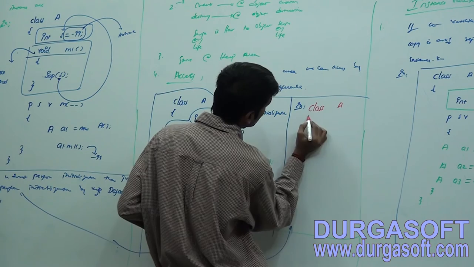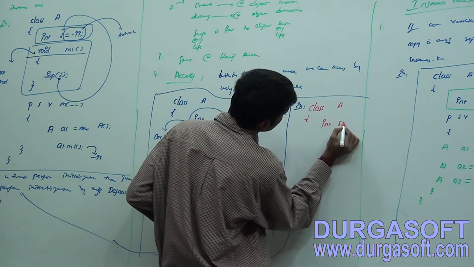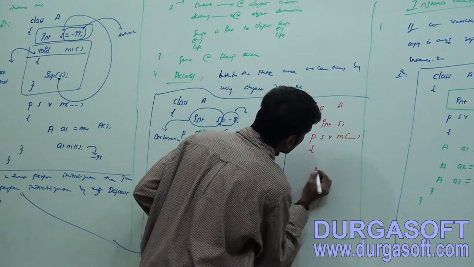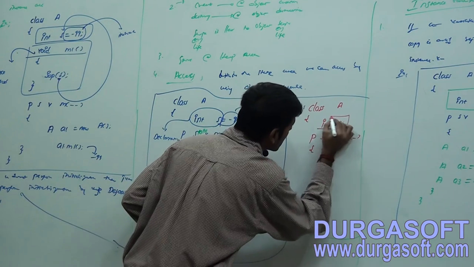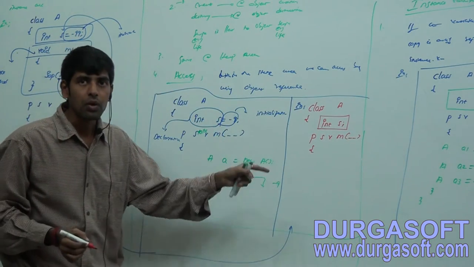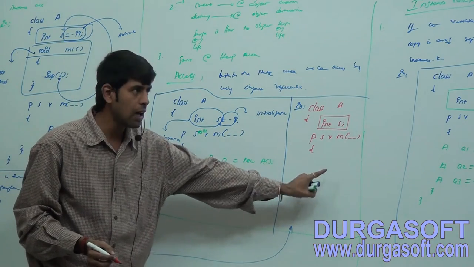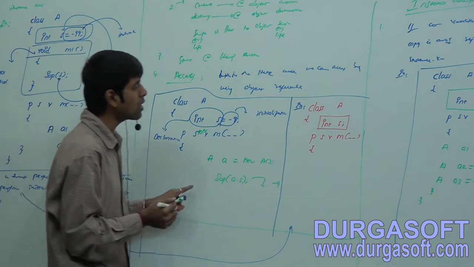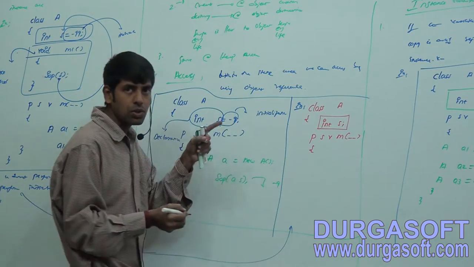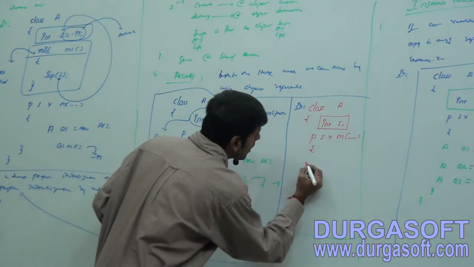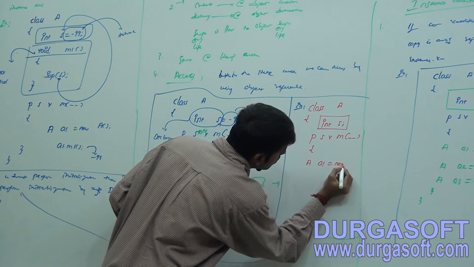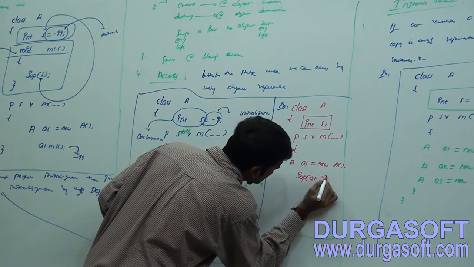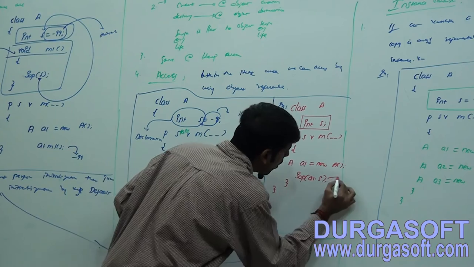Observe here, friends. Let me write here. For this one, let me take one class called A. Int e, public static void main string args. Now how to access this particular instance variable within the static area? You have to create an instance, you have to create an object, and access on the object reference only. Now a1 equals to new A. Now SOP of a1.e.